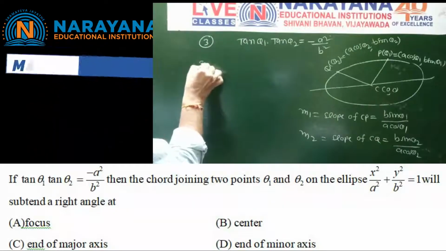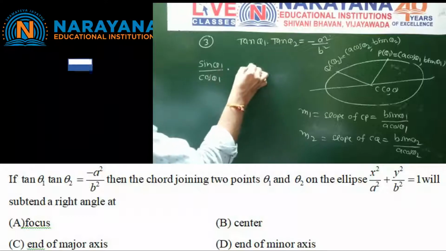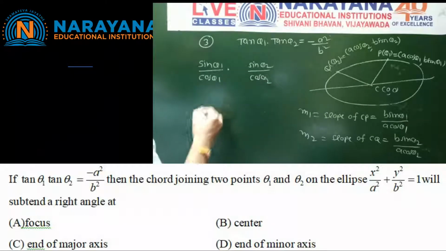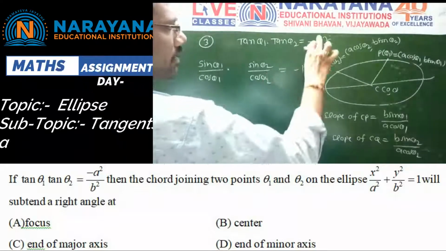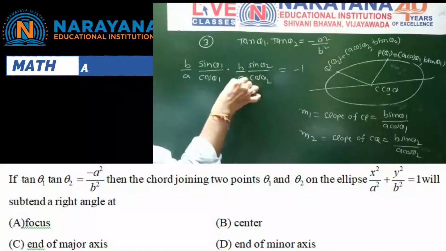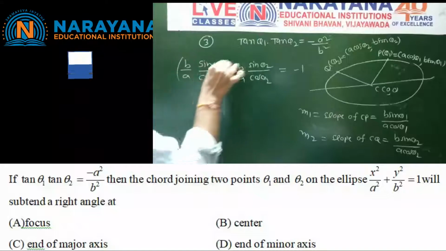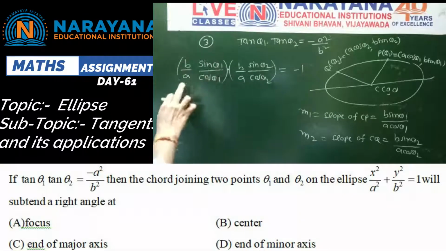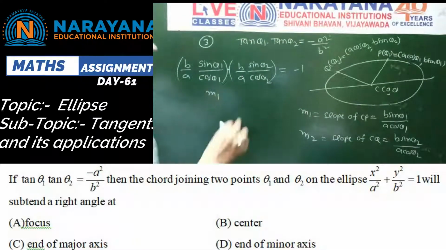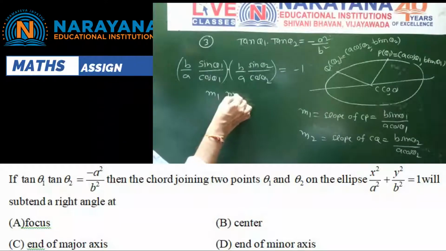Tan theta 1 into tan theta 2 is equal to minus a square by b square. We can write tan theta 1 as sin theta 1 by cos theta 1, and tan theta 2 as sin theta 2 by cos theta 2. So rearrange the given equation: take minus 1 as b square by a square, that is b by a into b by a. We know that b sin theta 1 by a cos theta 1 is the slope of CP, that is M1. And b sin theta 2 by a cos theta 2 is the slope of CQ, that is M2, which gives minus 1.